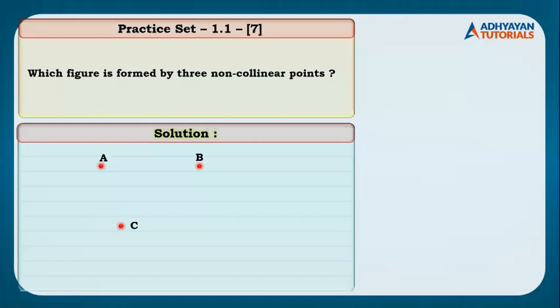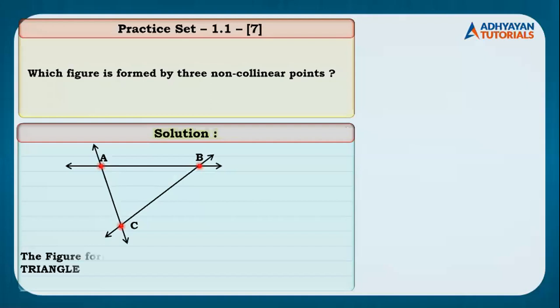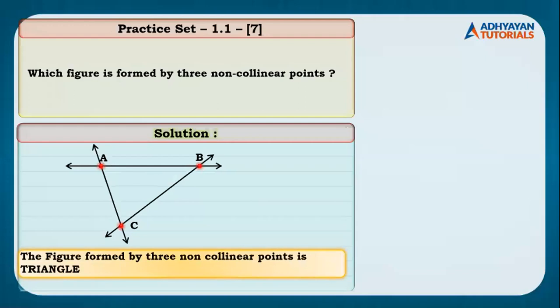Now, if I join these points, like if I connect A and B, and if I connect BC, and if I connect AC, tell me which figure is formed here. Very simple. The figure formed by 3 non-collinear points is a triangle. So I want you all to draw this figure and write down the answer. I'll give you 15 seconds for this. Just copy this solution.